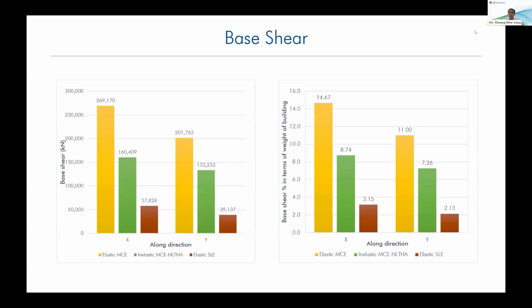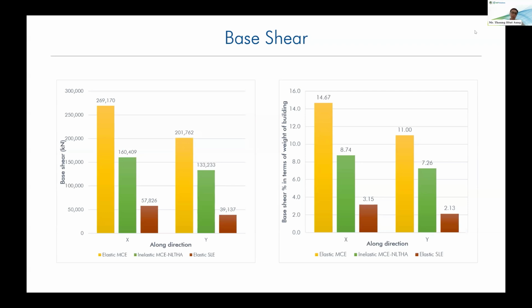So when we check the global responses, we have to compare the base shear values with the elastic MCE level response, also with the elastic SLE response. Here is the comparison. The yellow one is the elastic MCE results. If the building remains elastic, this is the base shear, but we do not design to remain elastic at that level. So we allow yielding of the members because of the energy dissipation from the members.